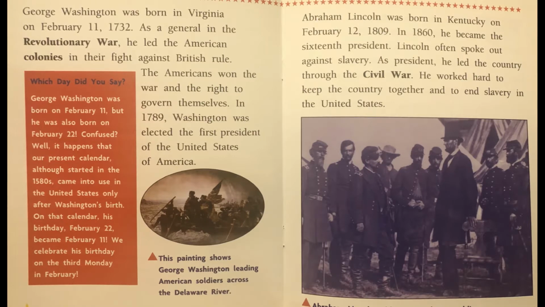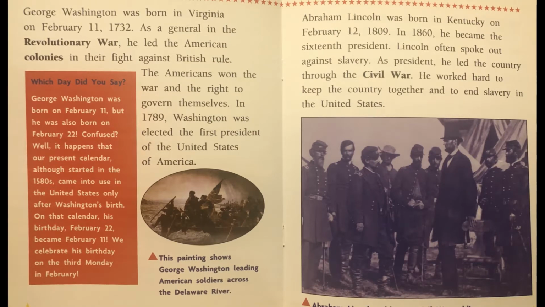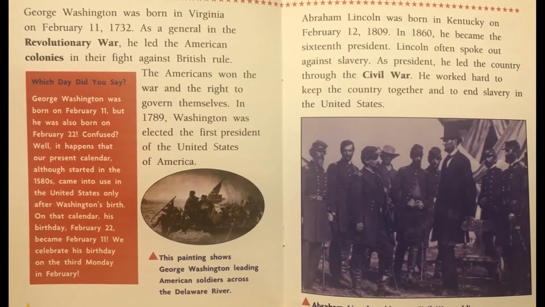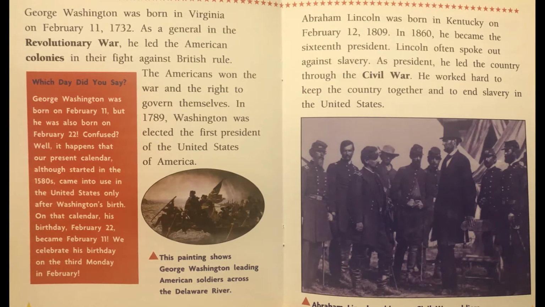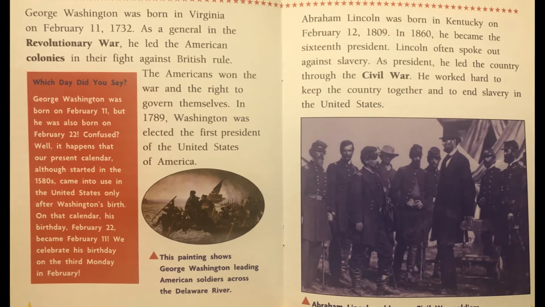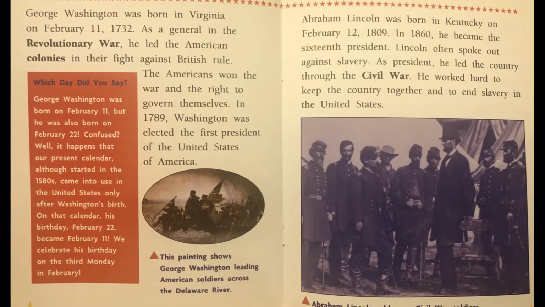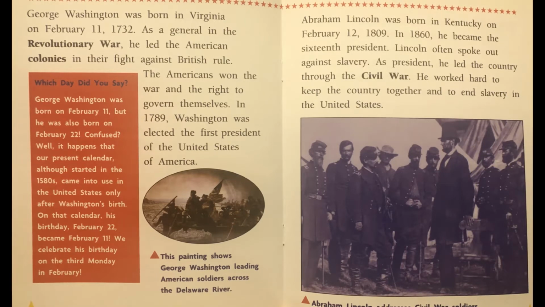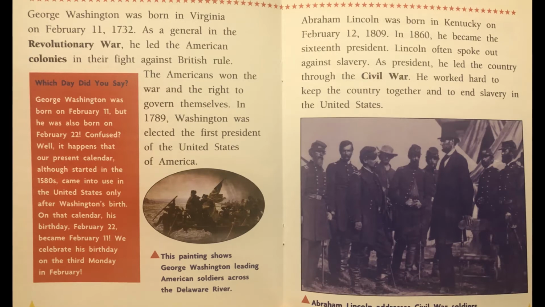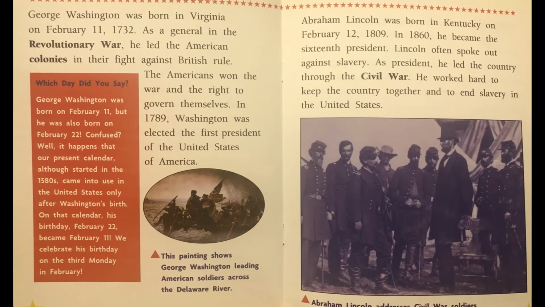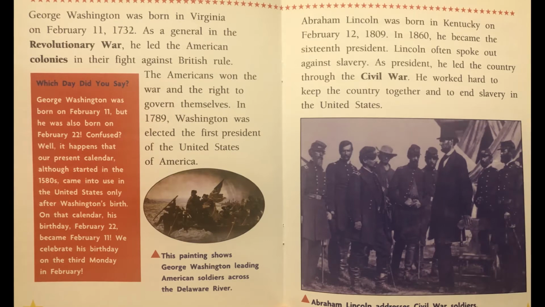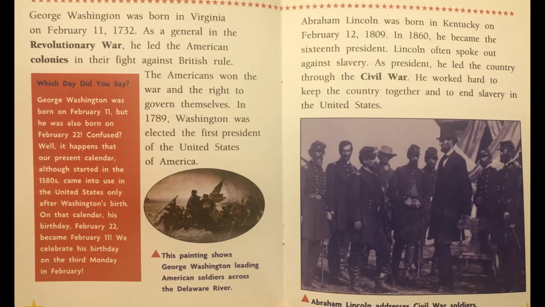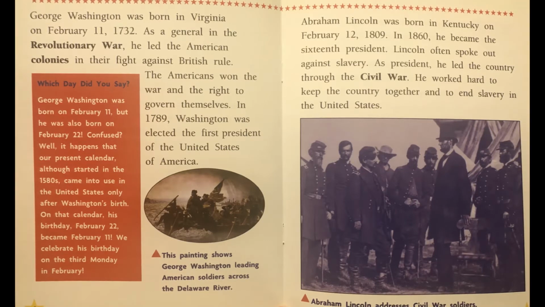George Washington was born in Virginia on February 11, 1732. As a general in the Revolutionary War, he led the American colonies in their fight against British rule. The Americans won the war and the right to govern themselves. In 1789, Washington was elected the first president of the United States of America. We can see a picture. This painting shows George Washington leading American soldiers across the Delaware River.